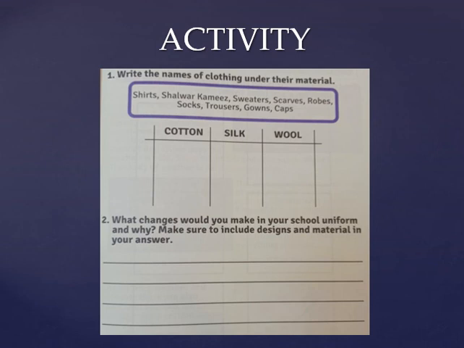Sweaters are made of wool. Scarves are also made of wool. Robes are also made of wool. Socks are made of cotton and wool. Trousers, cotton, wool, and gowns, caps. All these you have to write in the proper sections.